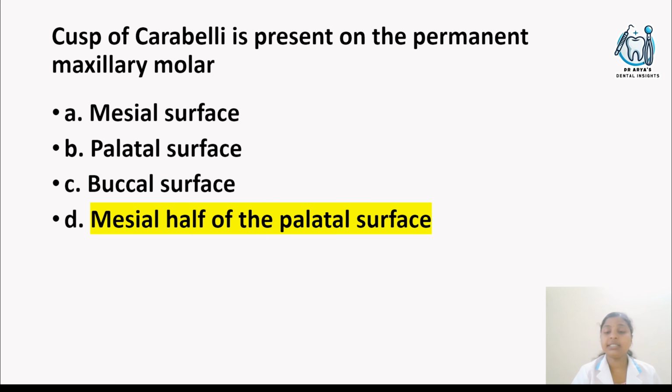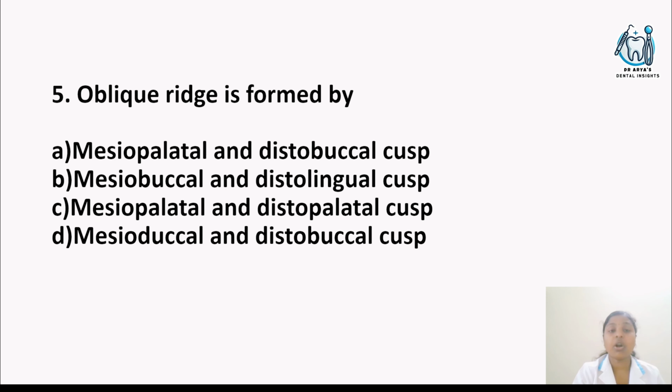It is asked in another way: it is present on the permanent maxillary molar in which position? That is the mesial half of the palatal surface. That is the answer. Coming to the next question: oblique ridge is formed by. It is seen in the maxillary first molar. So it is formed by.